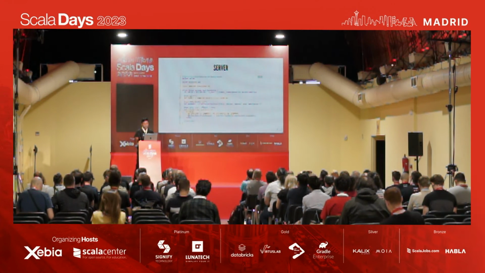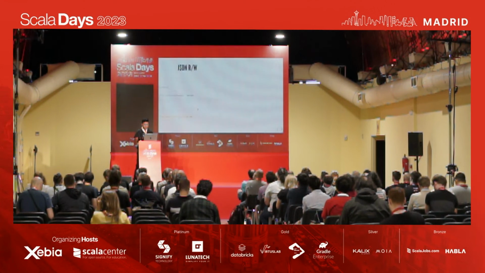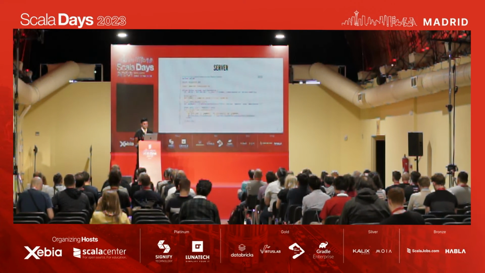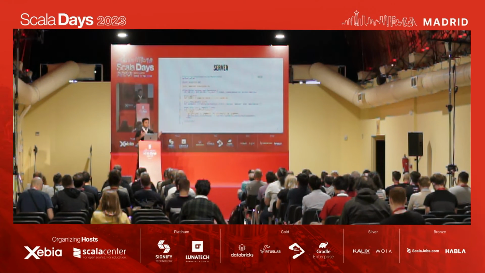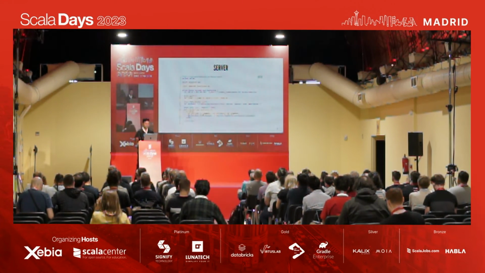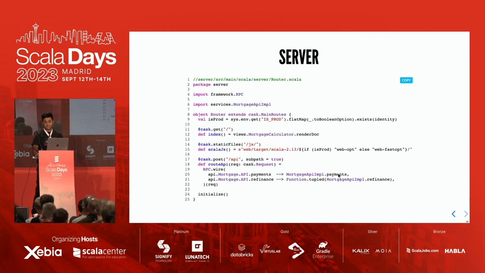Okay, and so that's the two things: how to serve the homepage, how to serve your JavaScript. And the last is how do you wire all the API calls. So remember that we registered back here all the RPCs, but how do they get served? We're going to use this annotation of cask.post saying any subpath of /API, again, this is just a convention I'm using. You're free to use whatever convention works for you, will be routed to. So in this case, my API definition, this RPC definition of payments, is actually implemented by my backend mortgage API implementation.payments.